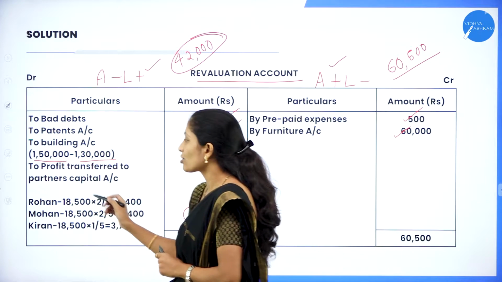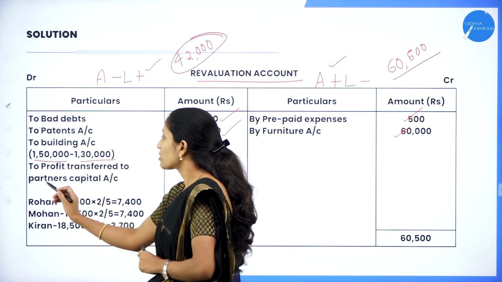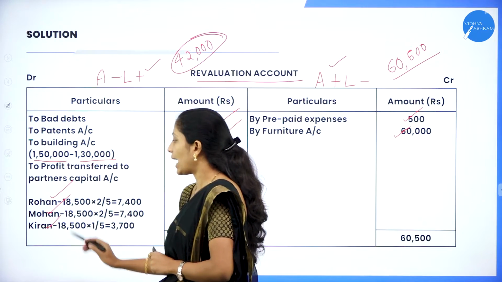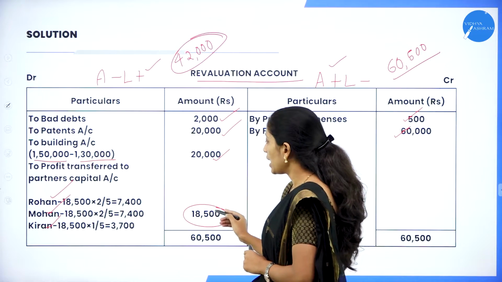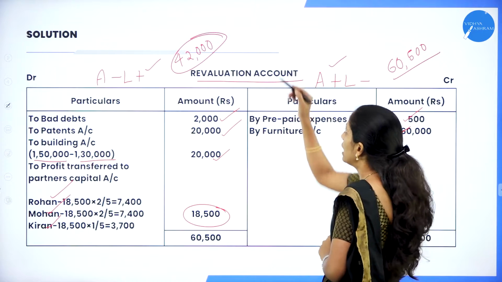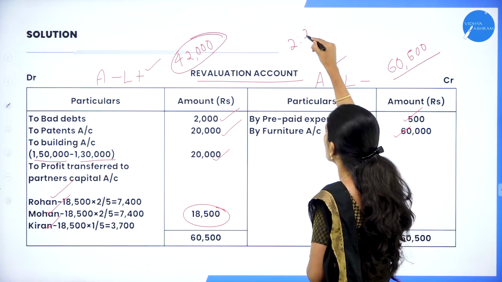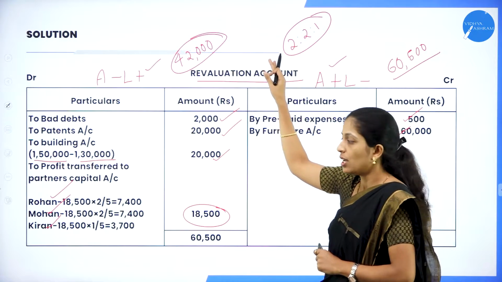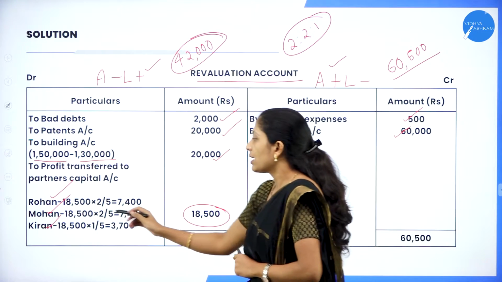Now who are the partners? So how to write? To profit transferred to partners capital account. So who are the partners? Rohan, Mohan and Kiran. What is the profit? 18,500 into what is their profit sharing ratio? That is 2:2:1. They have given in the question. So distribute in that ratio.